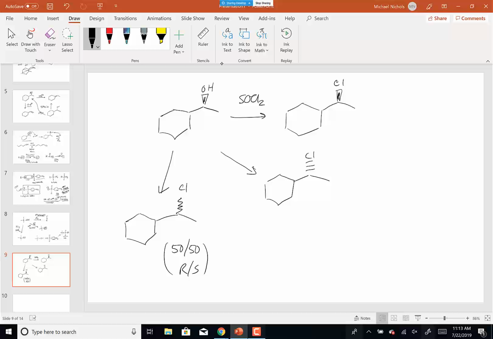And the mechanism is in the book. I'm not concerned about the mechanism. SOCl2 though will retain the configuration. How do you think we make 50-50? When do we make 50-50?